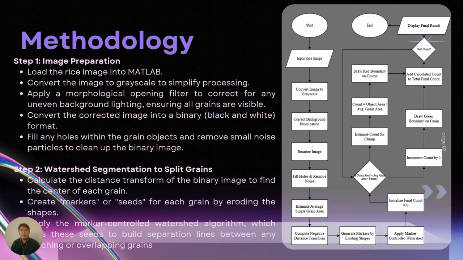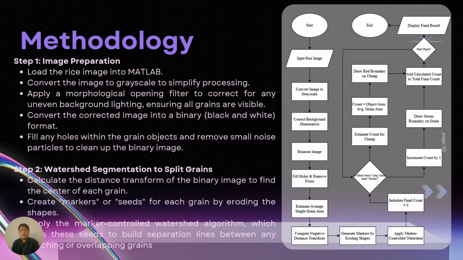And our methodology. First is image preparation. We will first load the rice image into MATLAB. We will convert the image to grayscale to simplify the processing. Next, we'll apply a morphological opening filter to correct for any uneven background, such as lighting, ensuring all grains are visible. And then we'll convert the corrected image into binary, which is black and white format, fill in any holes within the grain objects, and remove small noise particles to clean up the binary image.